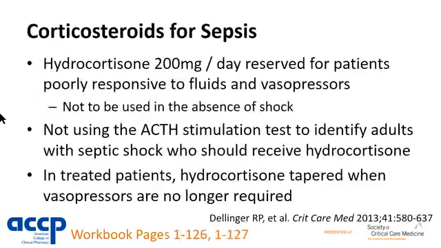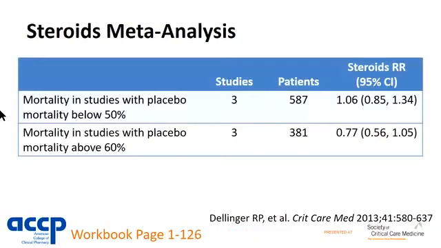The guidelines do recommend that if you're going to start steroids, to give a dose of hydrocortisone of 200 milligrams per day for patients who are poorly responsive to fluids and pressors. I don't know exactly what that means. I think that's hard to implement in practice, but we'll talk about a little bit of evidence. The guidelines further recommend that the ACTH stim test should not be utilized to identify patients who will benefit from corticosteroids. And if your patient does survive their severe shock episode, you should taper off hydrocortisone when vasopressors are no longer required.